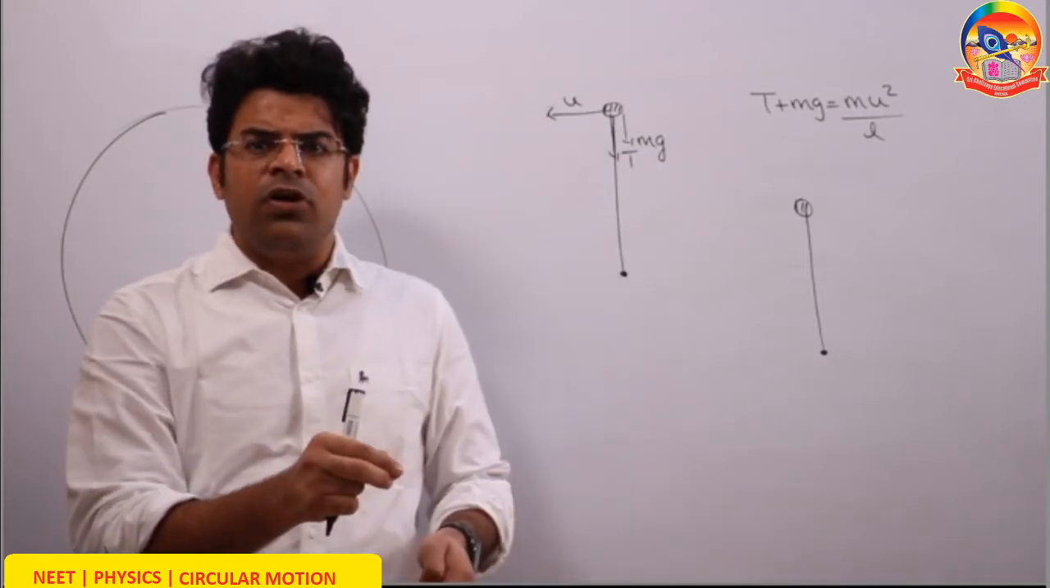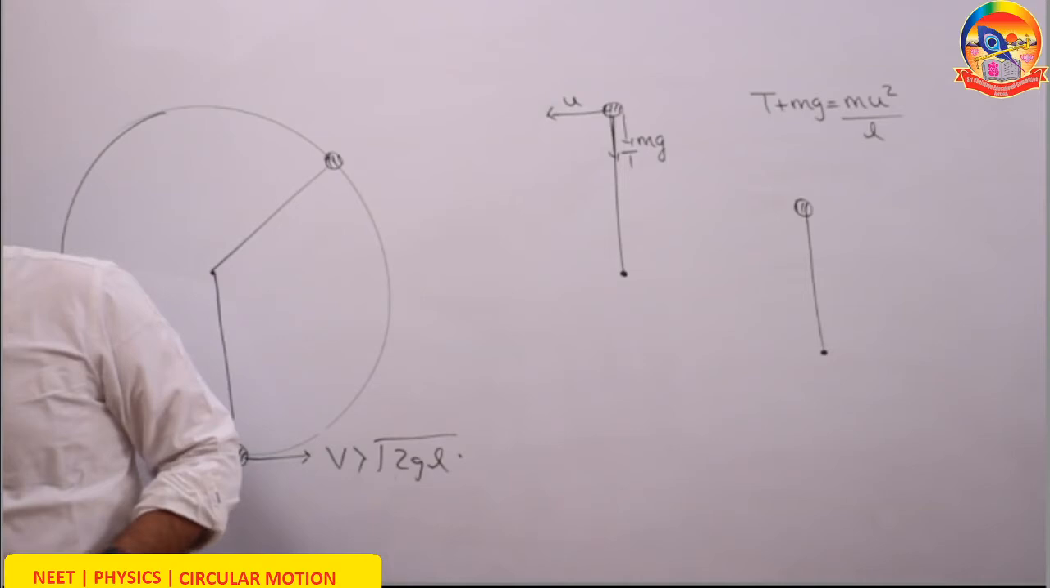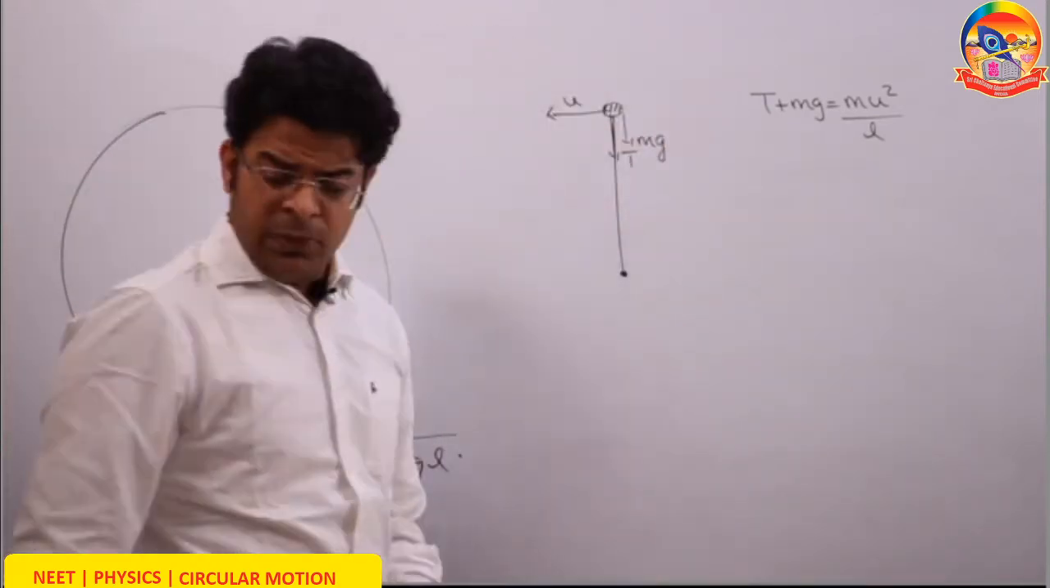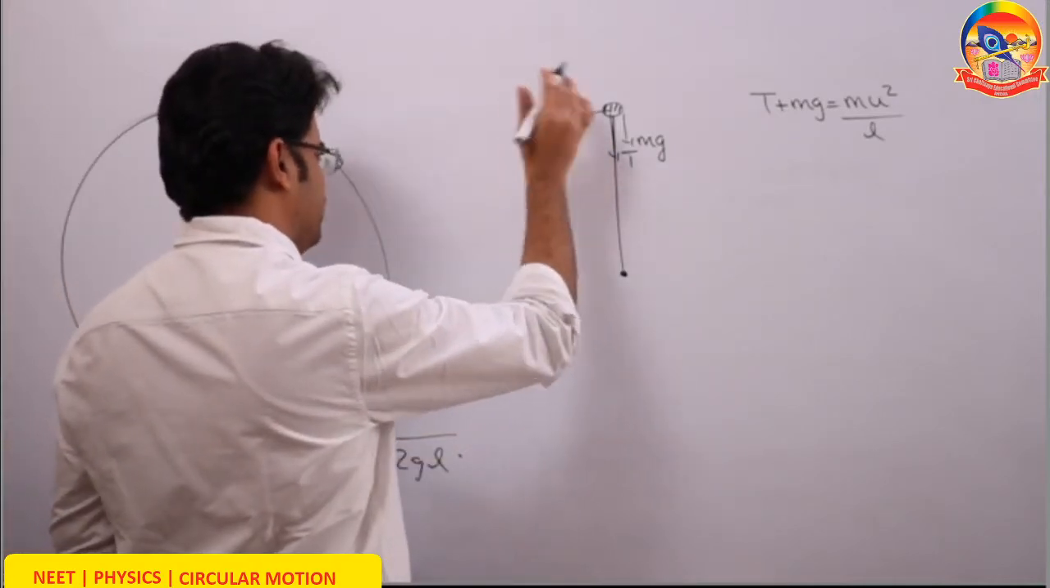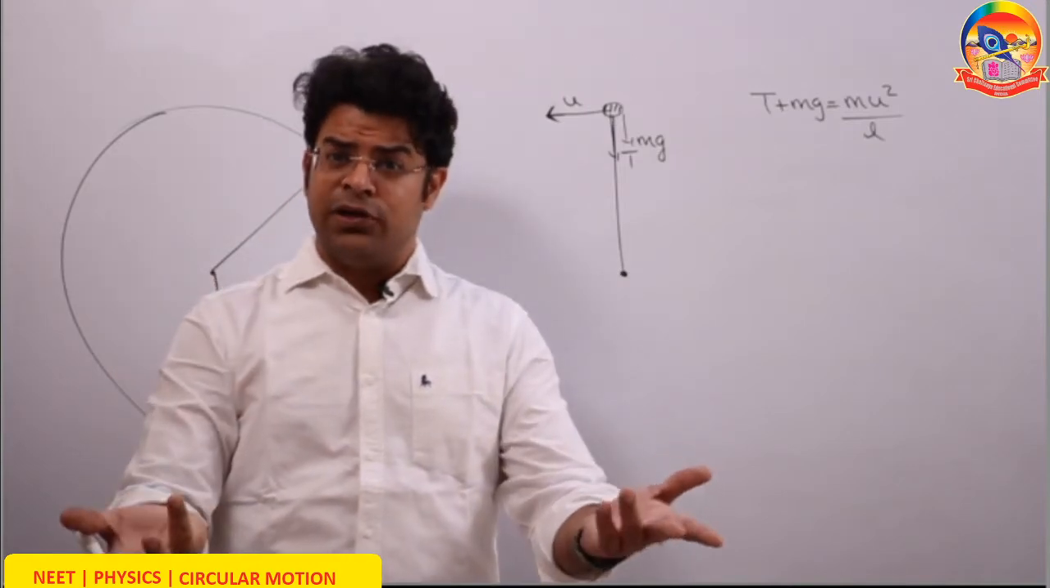it will straight fall down. It won't continue vertical circular motion. So for it to continue vertical circular motion, it must have some speed at the highest point. Now let's say the minimum speed for vertical circular motion at the highest point is u. We have learned the equation: the net force acting towards the center equals centripetal force.